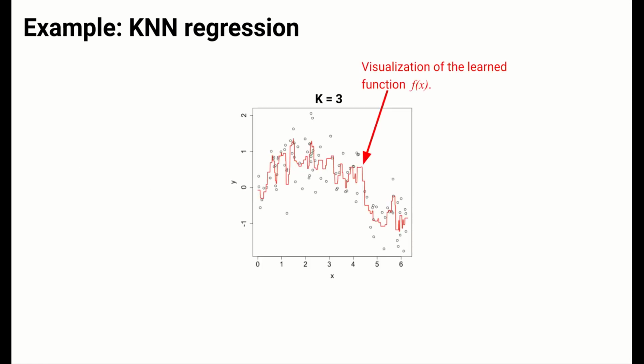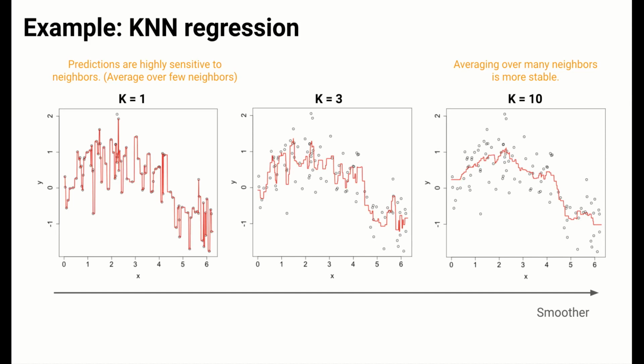We can repeat this process for all possible values of x. The curve shown in red shows the prediction we would make for any test set observation. We can also say that this is a visualization of the function f learned by a 3 nearest neighbors algorithm on this training data. We can do the same for k equals 1 and k equals 10. Note that as k increases, the function we learned gets smoother.